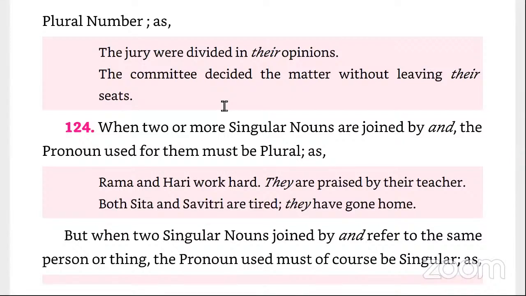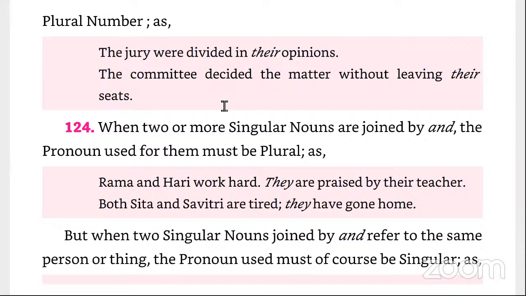When two or more singular nouns are joined by and, the pronoun used for them must be plural. For example, Rama and Hari work hard. They are praised by their teacher. Rama and Hari are two separate individuals. They are joined with and, so now they make a plural and we say they. Both Sita and Savitri are tired. They have gone home. So here we mark that there is a collectivity of two people.